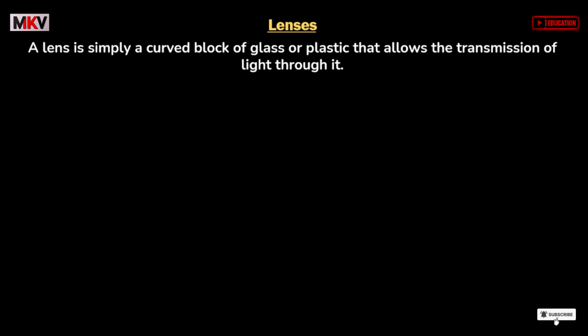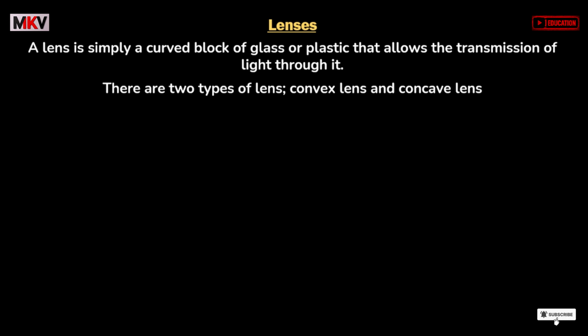A lens is a curved block of glass or plastic that allows the transmission of light through it. They are made of glass or plastic, and they allow the transmission of light through them. There are two types of lenses, which are the convex lens and the concave lens.